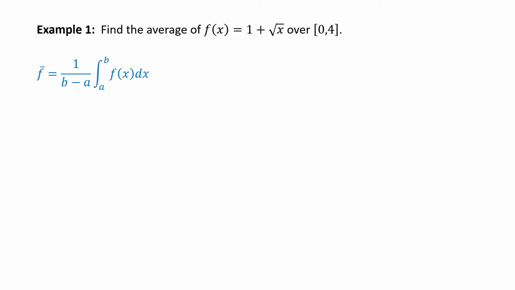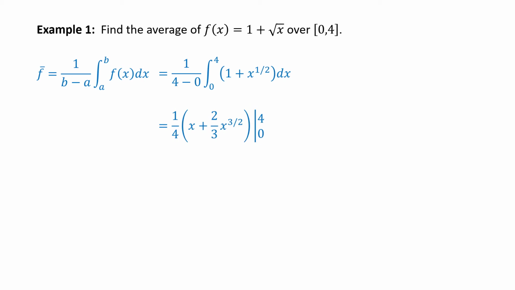Now let's put in our values. This would be equal to 1 divided by 4 minus 0. That's our closed interval. We integrate from 0 to 4. And for f of x, we've got 1 plus, and instead of writing the square root of x, let's go ahead and write it as x to the power of 1/2 dx. Now integrate. 1 divided by 4 minus 0 is just 1/4.